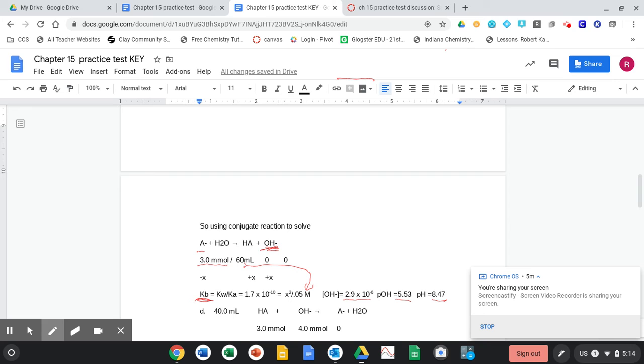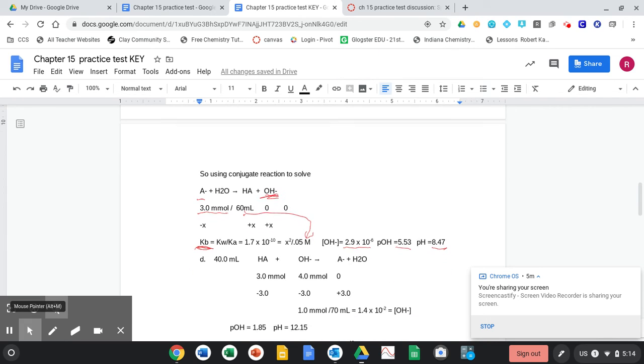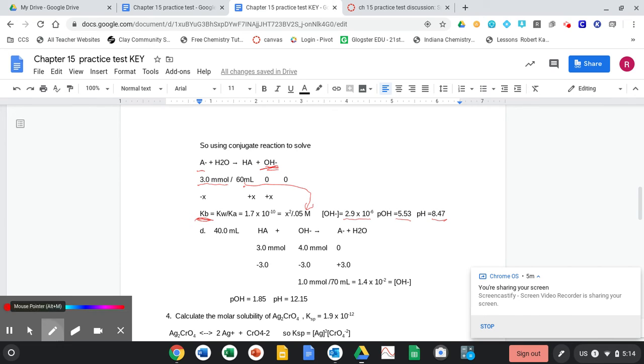and a pH of 8.47. For part D, I have an excess of hydroxide here. So this time the limiting reactant is the acid, so there's no acid remaining. And so I have hydroxide and the conjugate. Well, the hydroxide is much stronger than the conjugate, even though it's a strong conjugate base, it's much stronger. It's going to overrule the pH.